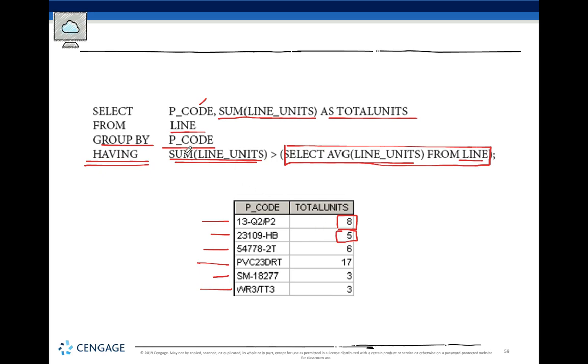Now we are limiting the results to only those product codes that have total units greater than the average line units. So this result set here has total units, each of which is greater than the average line units. Again, a fairly simple subquery which returns the products that have total units greater than the average line units.